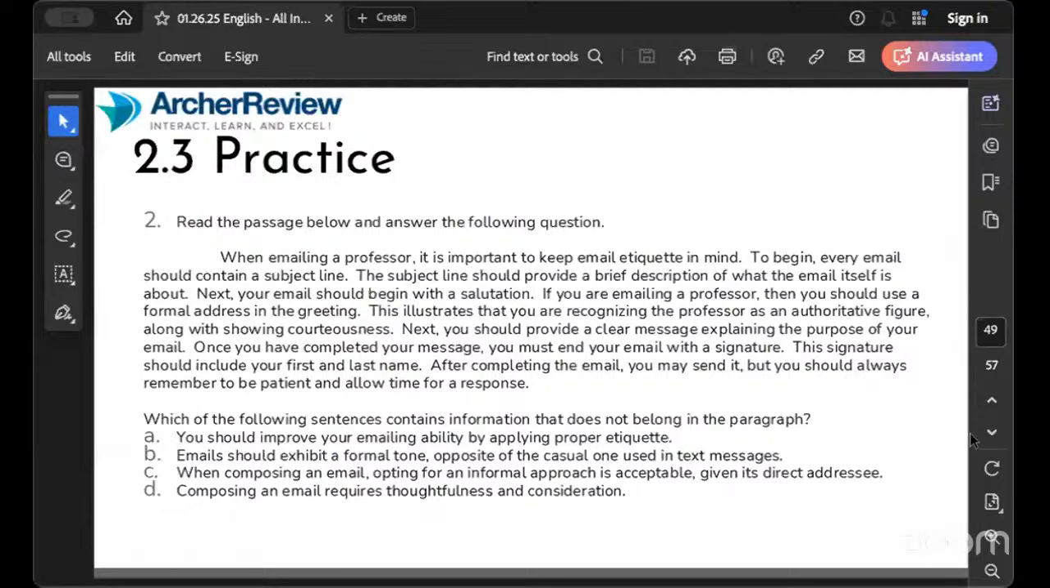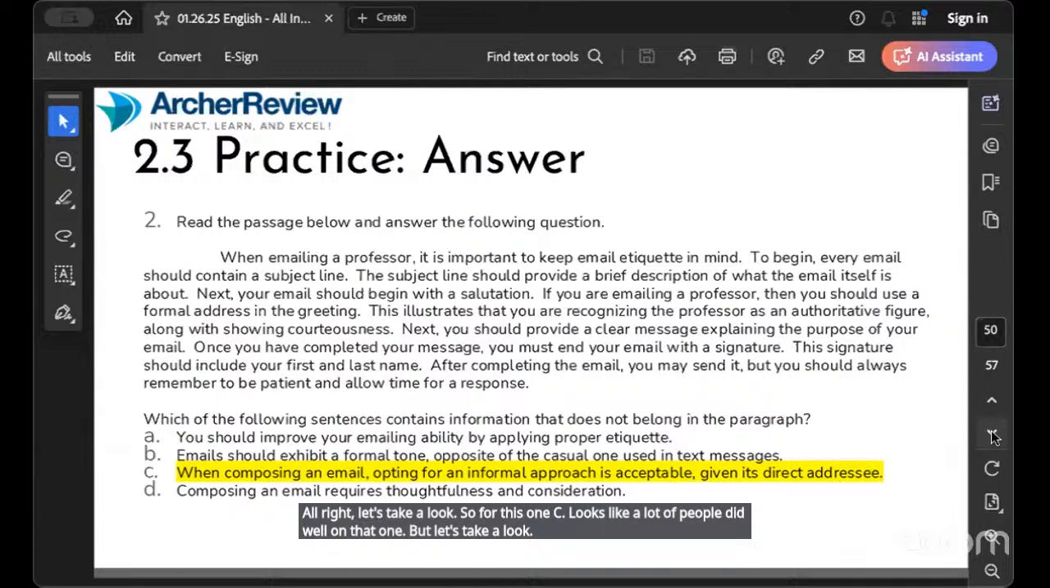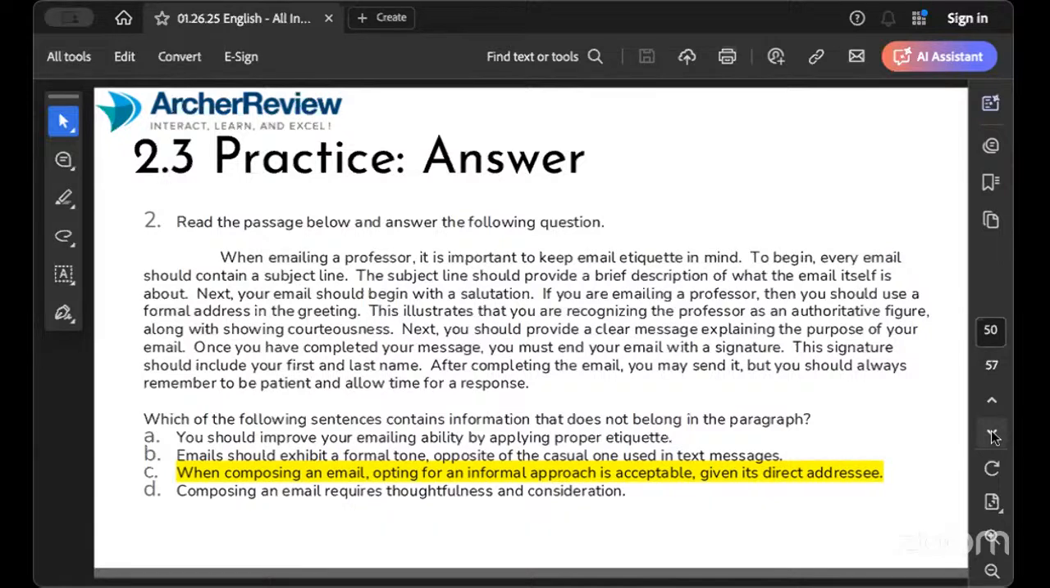All right, let's take a look. So for this one, C. Looks like a lot of people did well on that one, but let's take a look. Which of the following sentences contains information that does not belong in the paragraph? "So when composing an email, opting for an informal approach is acceptable given its direct addressee." All right, any questions?